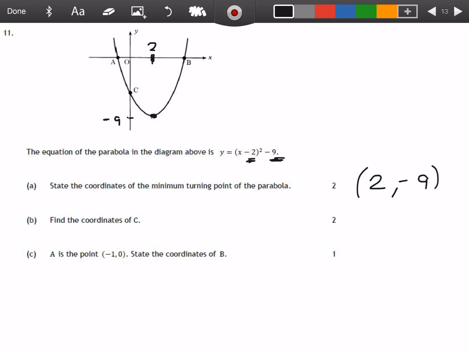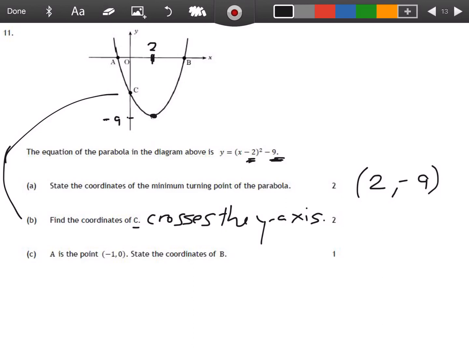What's the coordinates of point C? Point C on this diagram is where it crosses the y-axis. I wish I'd given myself a wee bit more room to do this. How do you find out where something crosses the y-axis? You sub in x equals 0. If the question said where does it cross the x-axis, you sub in y equals 0. We're going to sub in x is equal to 0 into what? Into the equation.